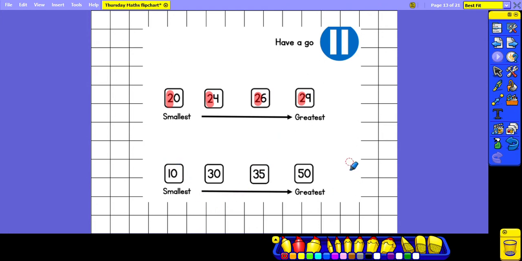And with the second question, we've got different numbers of tens and different numbers of ones. So the smallest is 10 because there is just one 10 here. The next smallest is 30 because there are 3 tens. 35 is greater because this time there are 3 tens and 5 ones, but 30 has no ones, or 0 ones. And the greatest is 50 because it has 5 tens.